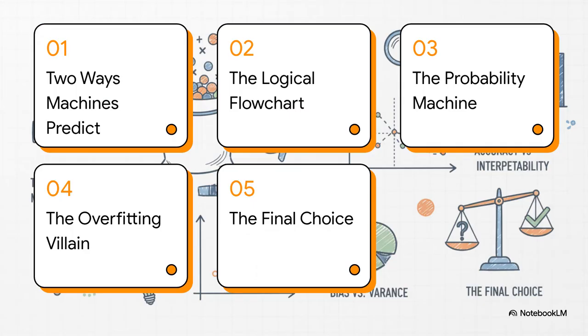Okay, so here's our game plan. We're going to hit 5 key areas. First, the 2 main ways machines actually make predictions. Then, we'll look at the logical flowchart of decision trees. And after that, the totally different approach of the probability machine. Then we'll meet the common enemy of all models, a little villain called overfitting. And finally, we'll talk about the big choice you have to make as an analyst.